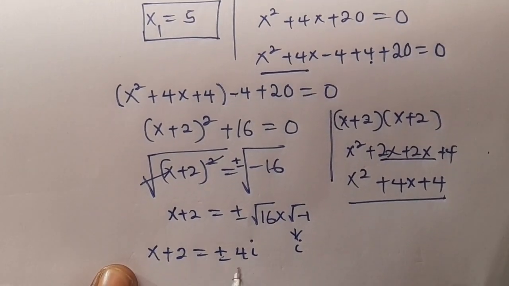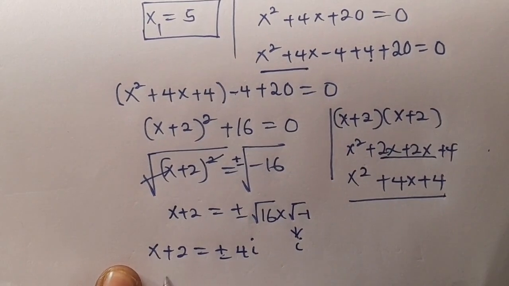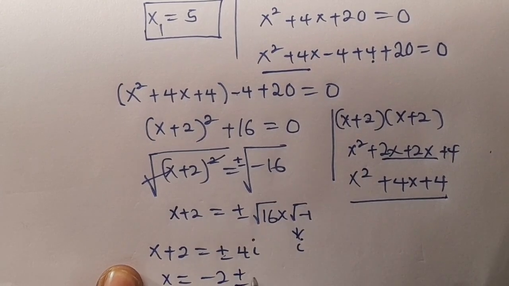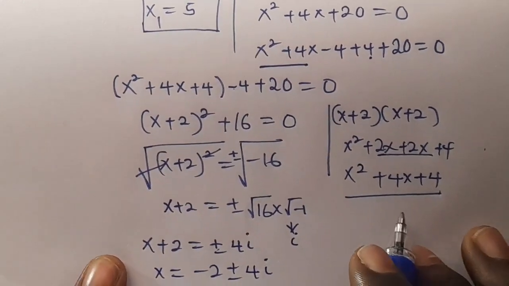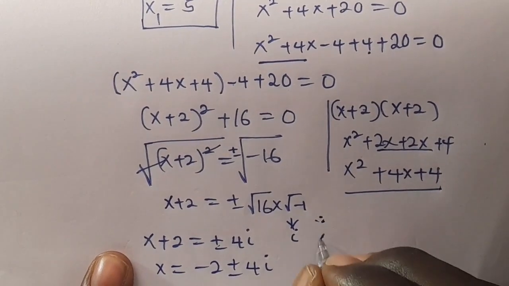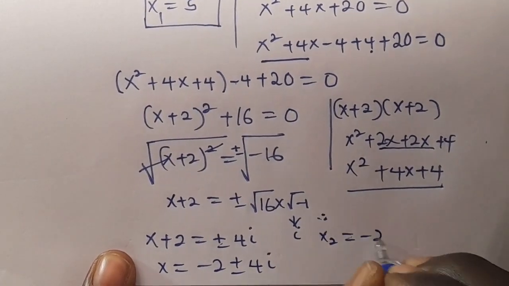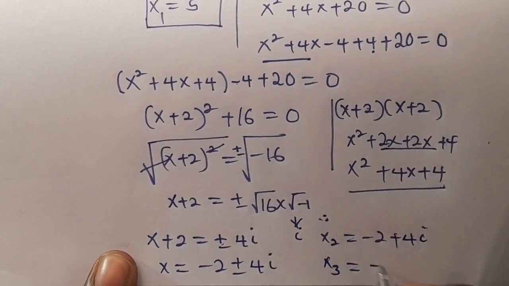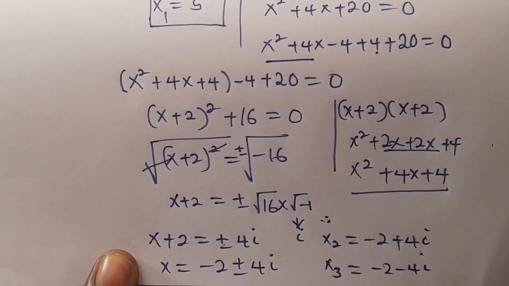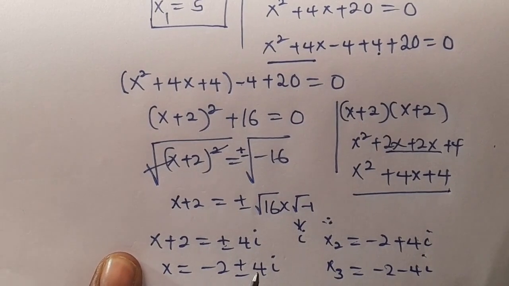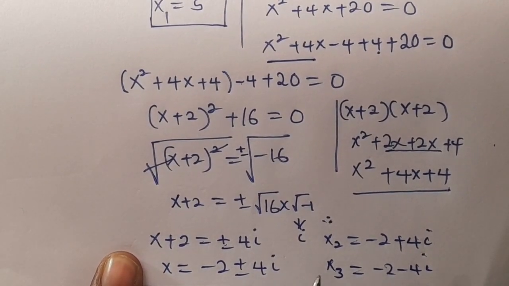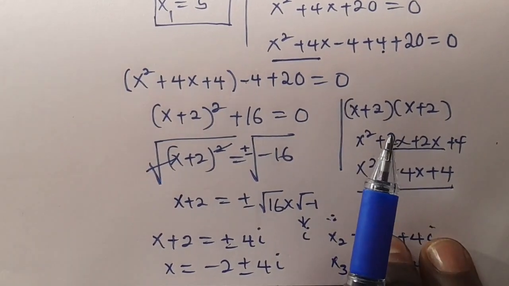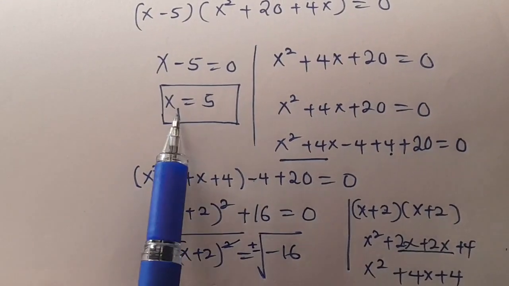Then from here, by taking this one to this side, we are going to have our x equals minus 2 positive or negative 4i. So we can declare it, therefore our x2 will now be minus 2 plus 4i, then our x3 will now be minus 2 minus 4i from here. So that's the value for x2 and x3. We know that we've got the value for x1.